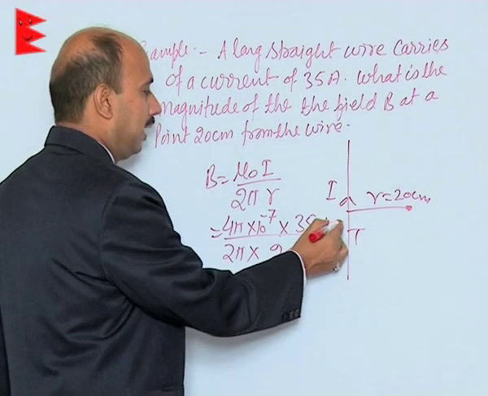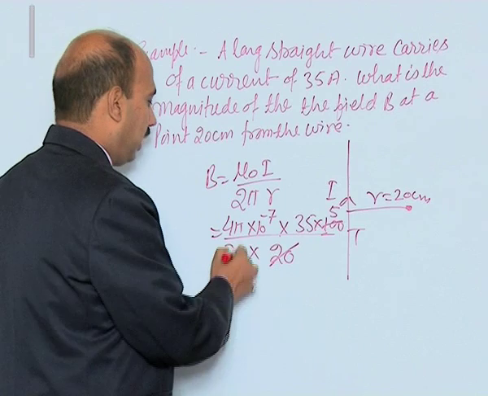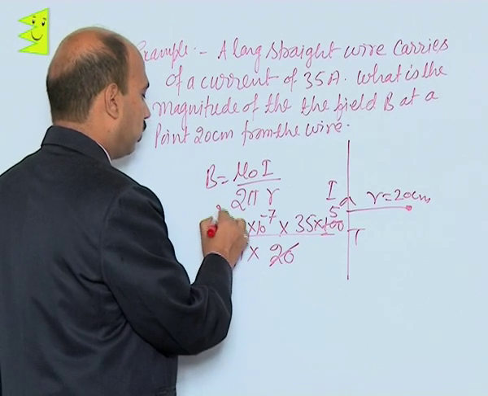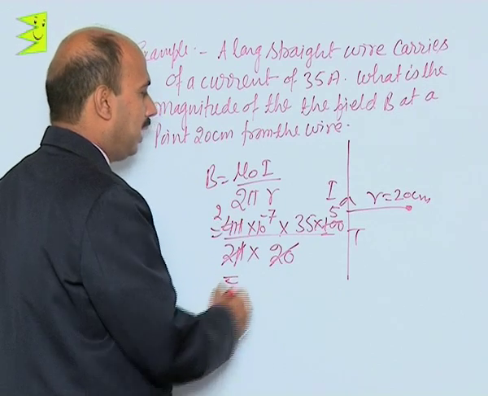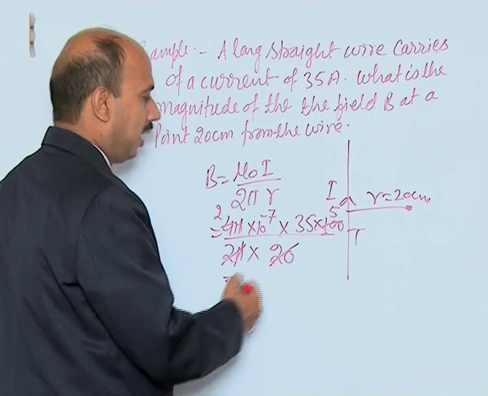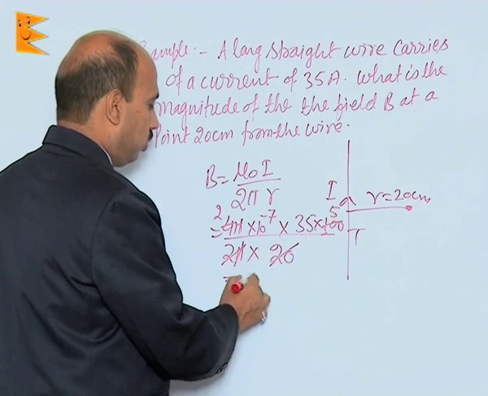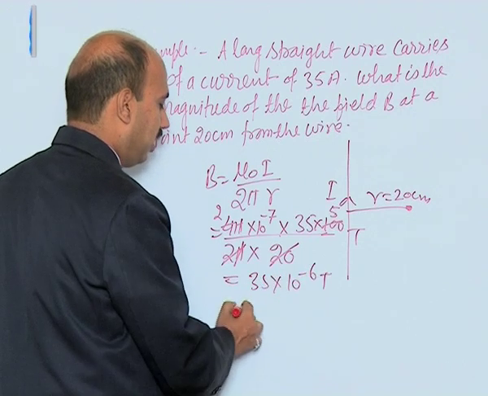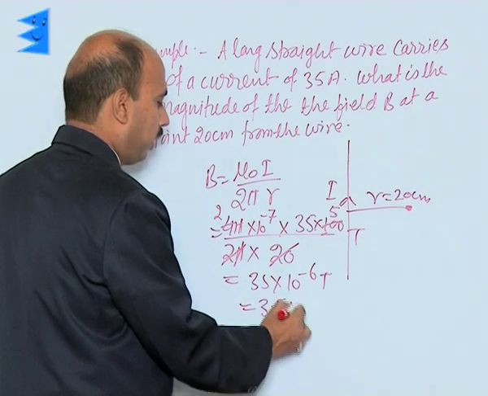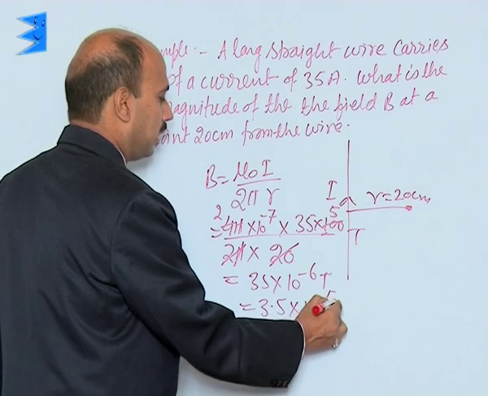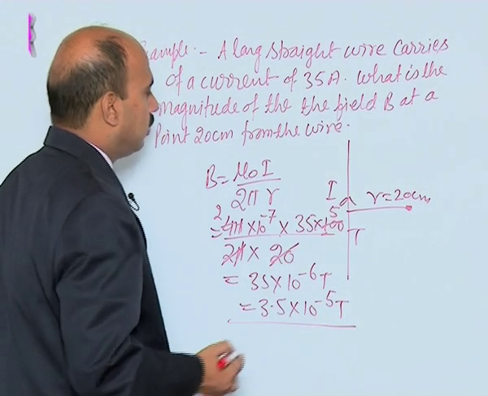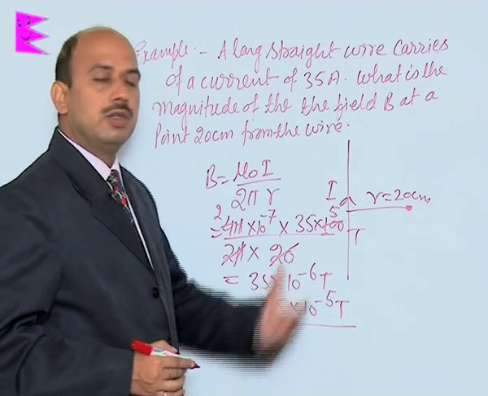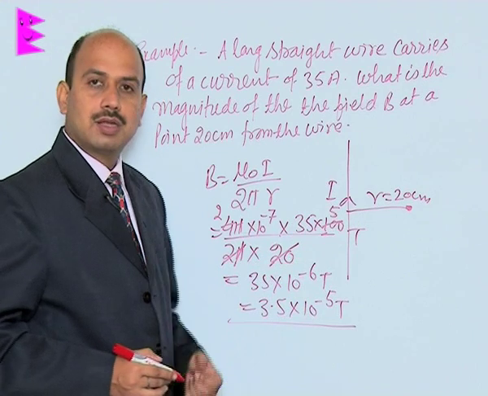Now, this we can write, this is here the 5 and this pi will get cancelled, that is the 2 here. So, we will be writing a 5 to the 10 and this 10. So, 35 into 10 raised to power minus 6 Tesla, or we can write 3.5 into 10 raised to power minus 5 Tesla. So, this is about the magnetic field at a point due to an infinitely long straight current carrying conductor.